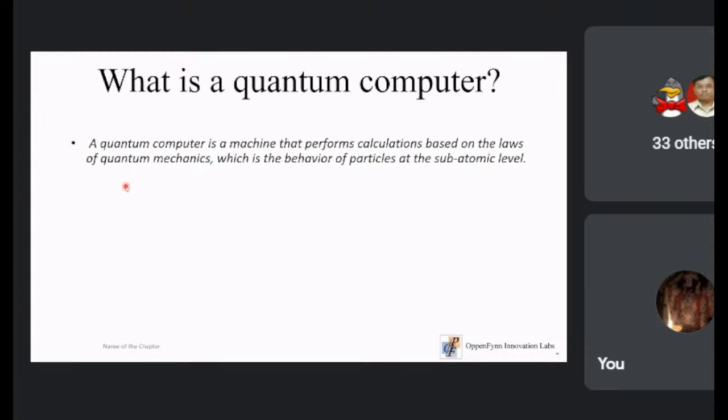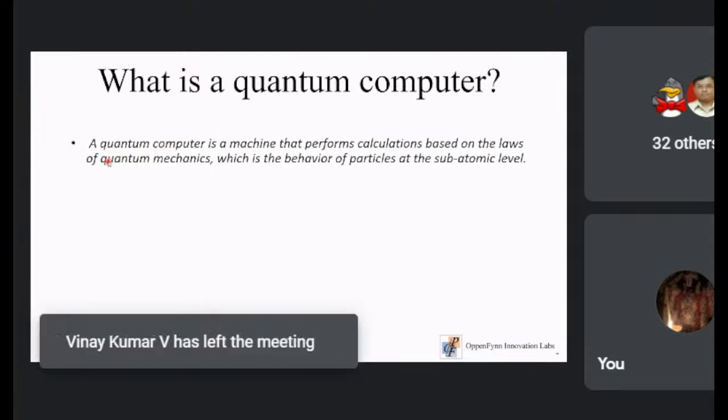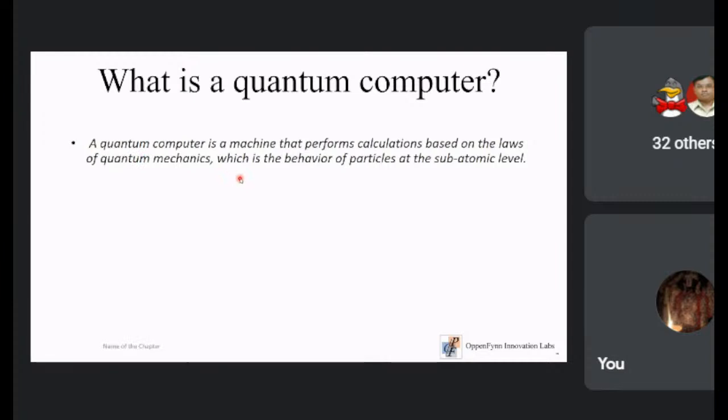In the case of a quantum computer, again, we do computing using maybe electrons or photons or whatever. But the important thing is the laws of physics that are used to solve a problem in a quantum computer, the laws of quantum mechanics.